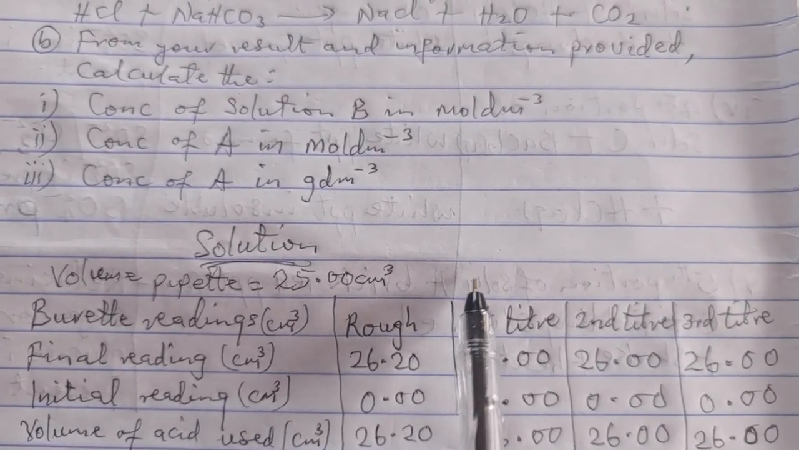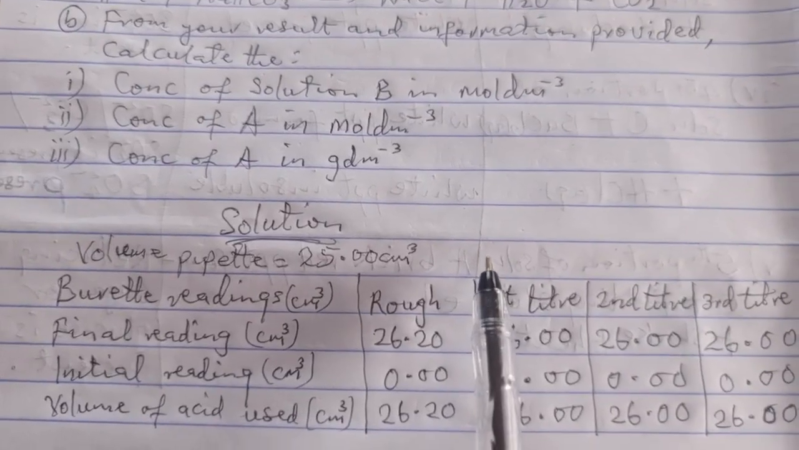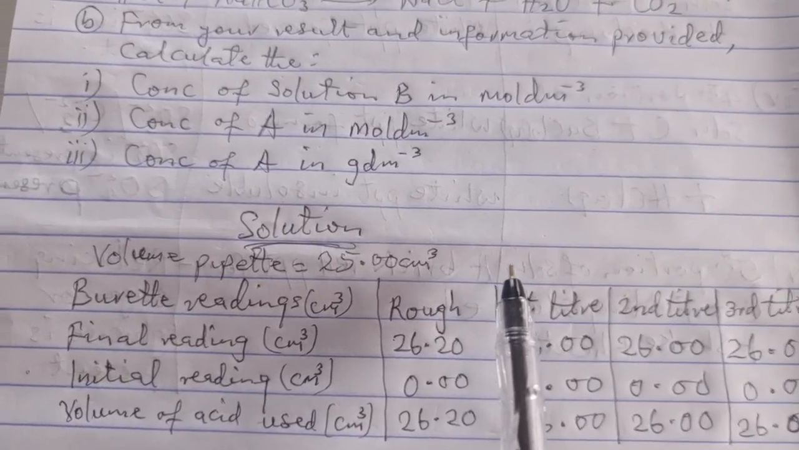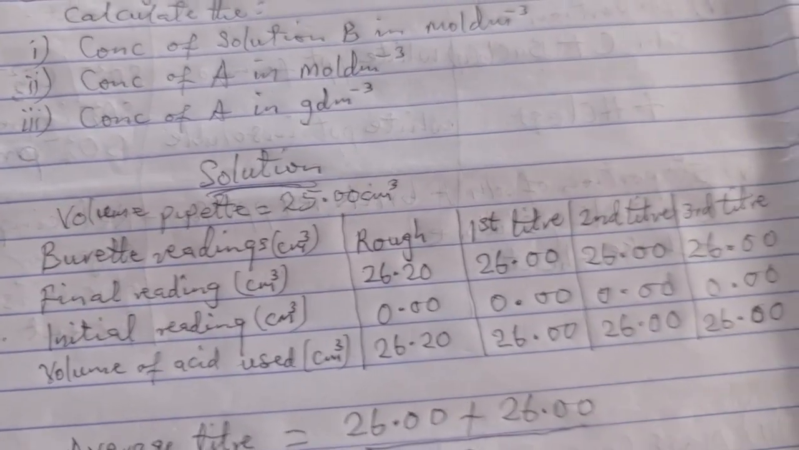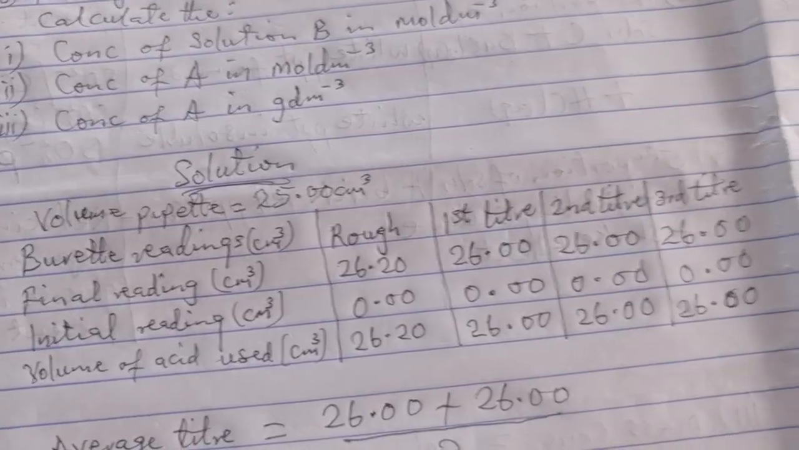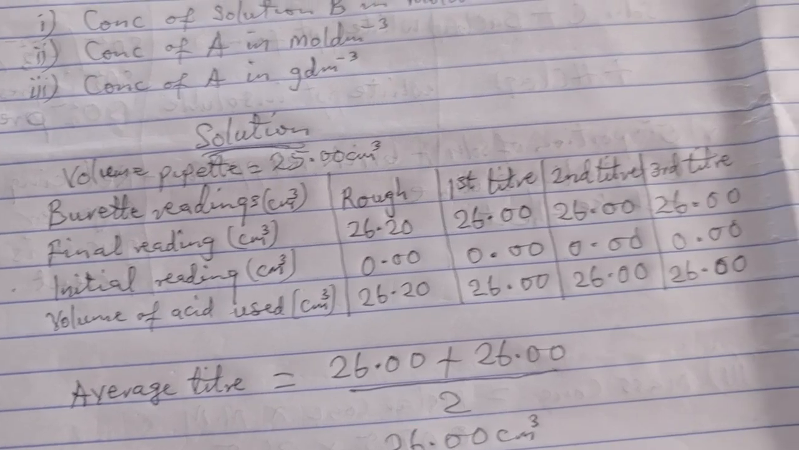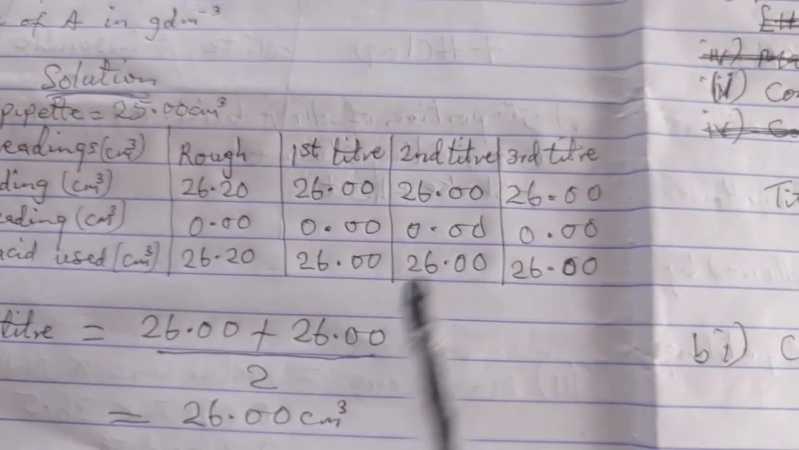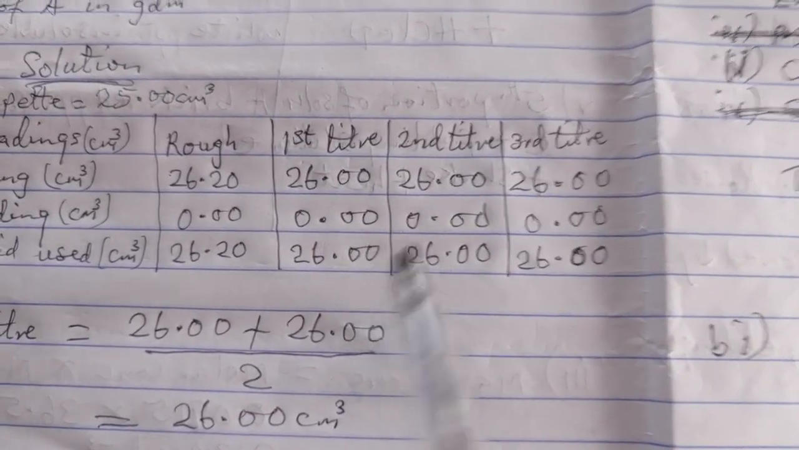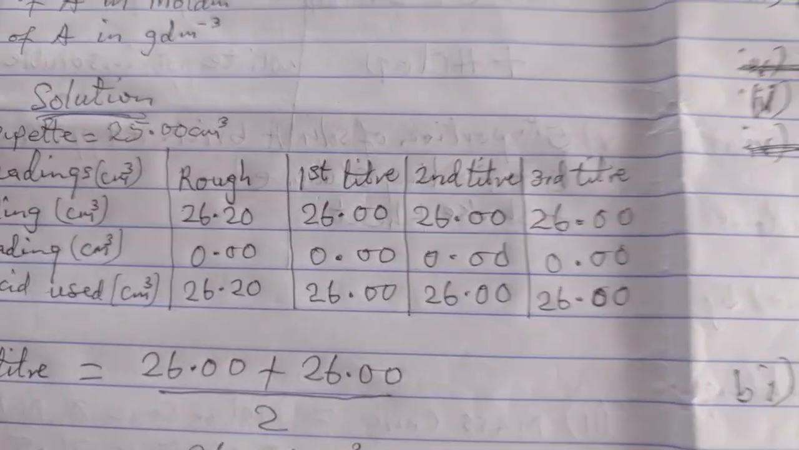Then also write here the indicator you are using. Though they mentioned methyl orange indicator, it's necessary for you to put it there. Then you can see the burette readings: rough, first titre, second, and third. You have final readings, you have initials, you have volume of acid used. Remember what I told you, my table is neat, it's clean. I don't write and rewrite and spoil it, dirty everywhere. WAEC will penalize you because of that. Go back and watch that previous video that I gave you.